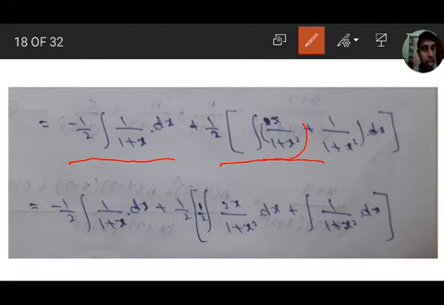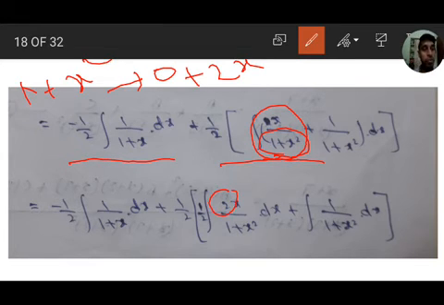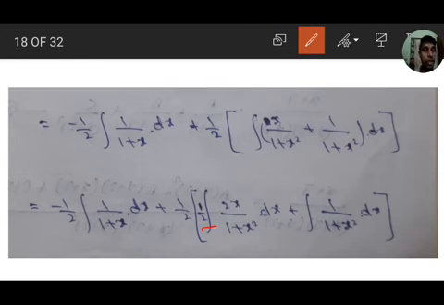To get this integration, it is of the form f dash x by f of x dx. If you take f of x equal to 1 plus x square, its derivative: derivative of 1 is 0, of x square is 2x. Here 2 is missing, so multiply and divide by 2. So we get minus 1 by 2 integration 1 by 1 plus x dx plus 1 by 2 into 1 by 2 into integration 2x by 1 plus x square dx, and the same integration 1 by 1 plus x square dx.